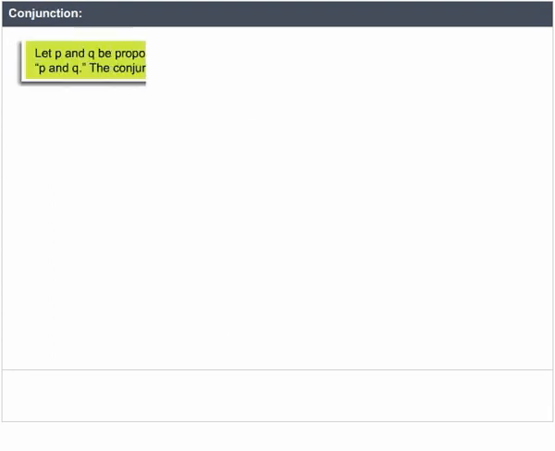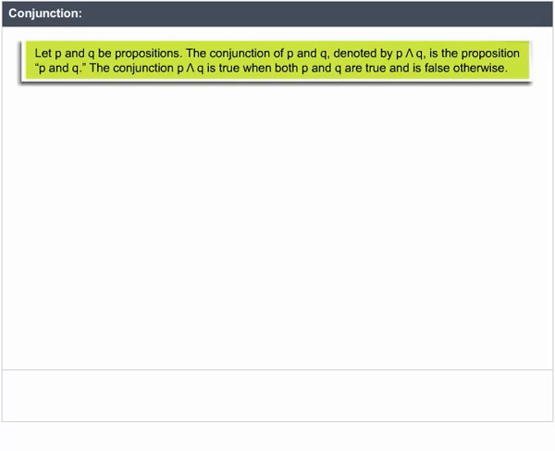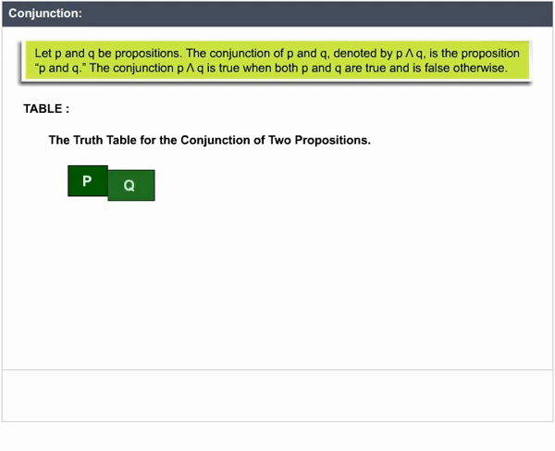Conjunction. Let P and Q be propositions. The conjunction of P and Q, denoted by P and Q, is the proposition P and Q. The conjunction P and Q is true when both P and Q are true and is false otherwise. Table. The truth table for the conjunction of two propositions. Table has three columns. P, Q. Then the third column is P and Q.